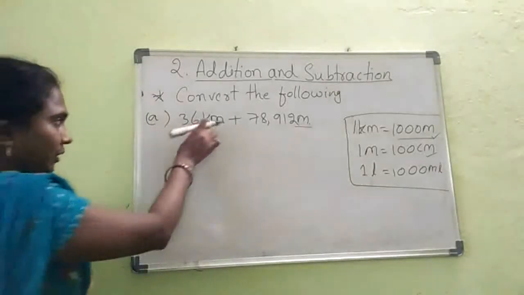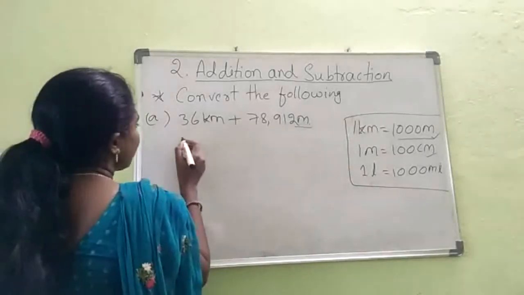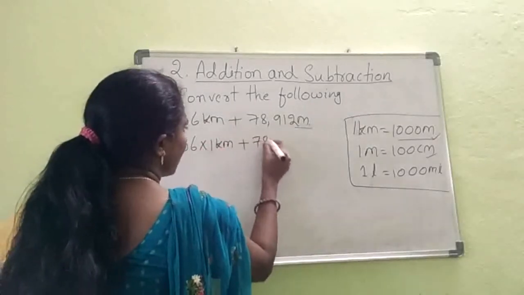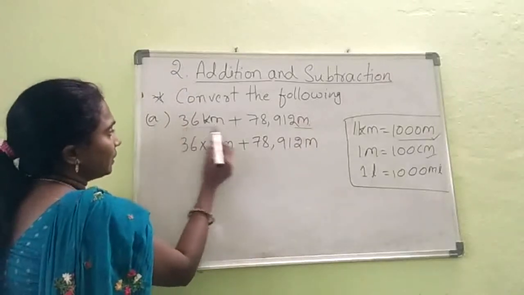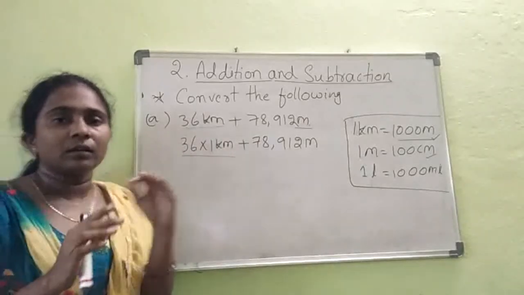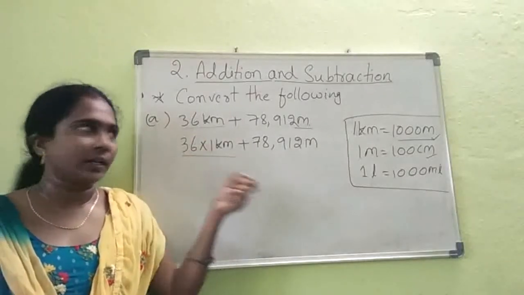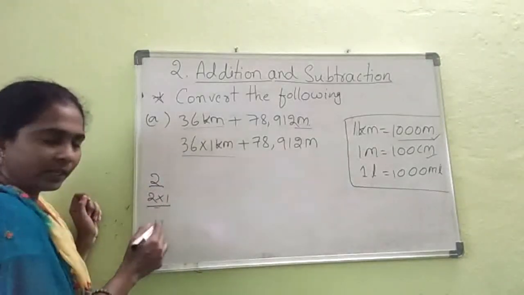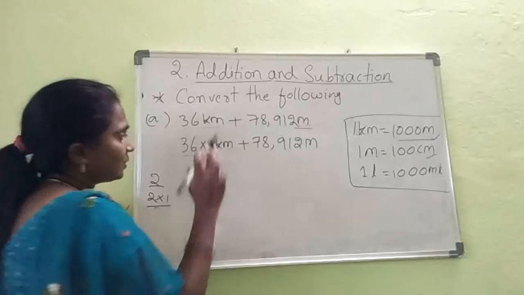So now I am going to convert this 36 kilometers into meters. The first step is I am writing 36 into 1 kilometer. Observe the steps, okay? See, 36 kilometers, I have written here 36 into 1 kilometer, right? Like you can say 2 or 2 into 1. 2 into 1 is 2 only, right? Similarly, 2 or 2 into 1, these two values are the same only, right? That's why I wrote 36 into 1 kilometer.